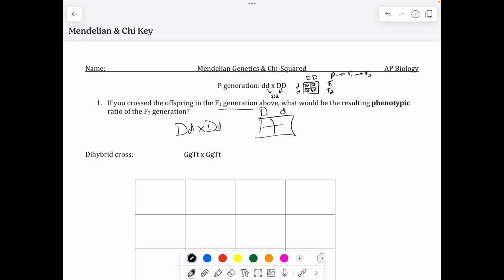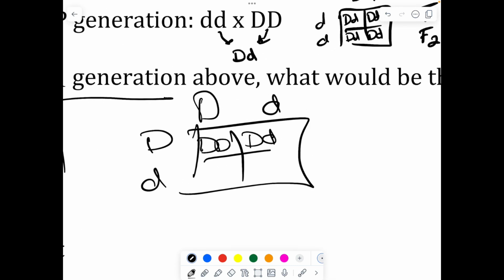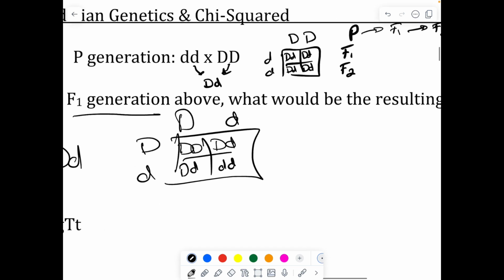And this cross is your standard F1 monohybrid cross, which I get my big D, big D, big D, little d, big D, little d, and then little d, little d. So the phenotypic ratio is 3:1, which is what they're asking for. 3 would be expressing the dominant trait, and 1 would be expressing the recessive trait.